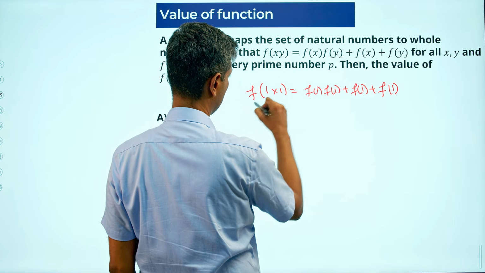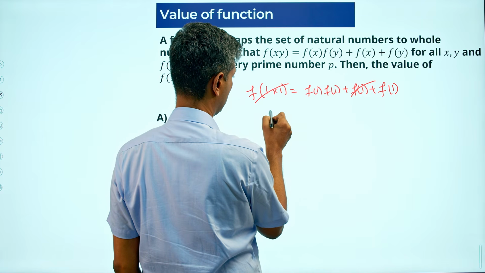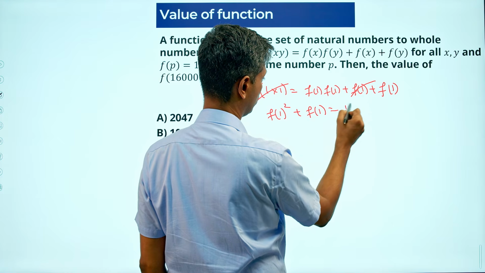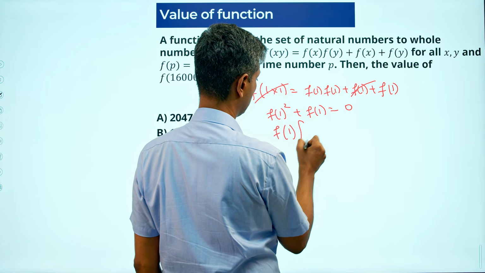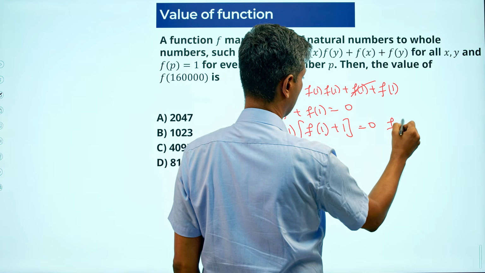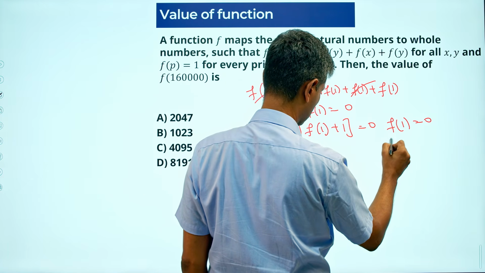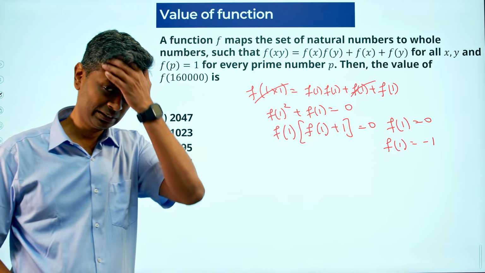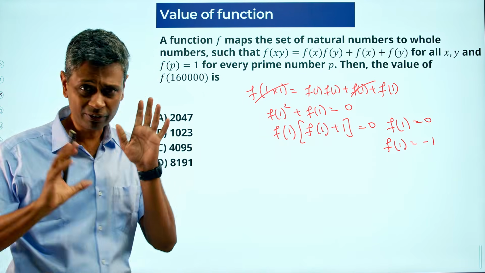Or this goes off with this f of 1 whole square plus f of 1 equal to 0. F of 1 into f of 1 plus 1 is 0. Either f of 1 is 0 or f of 1 is minus 1. Nice. We'll hang on to this.